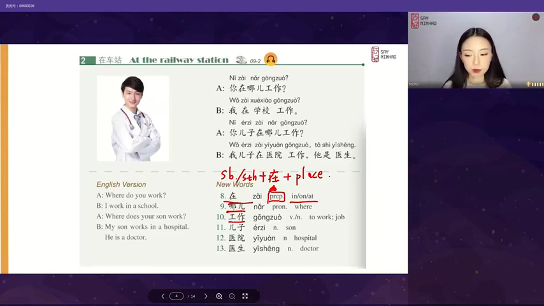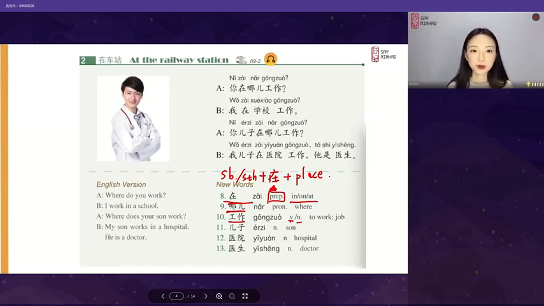Okay, next one is 工作. Read after me, please. 工作. It means work or job. So it has two meanings. One is the verb and one is the noun. The verb means to work and the noun means a job. So if I say 你的工作, then this means your job. It's a noun, okay? Try to say my job in Chinese.